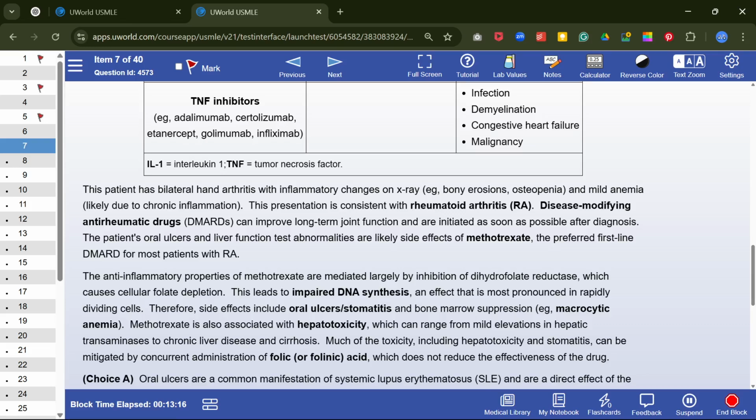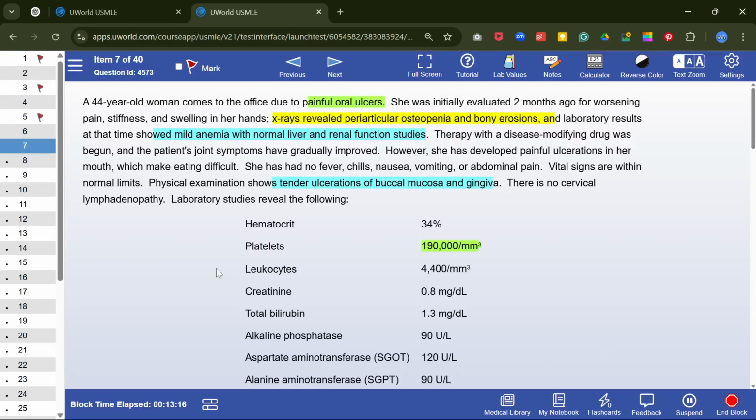This patient has bilateral hand arthritis with inflammatory changes on X-ray, bone erosion, osteopenia, and mild anemia. This presentation is consistent with rheumatoid arthritis. Disease-modifying anti-rheumatic drugs can improve long-term joint function and should be initiated as soon as possible after the diagnosis. The patient's oral ulcer and liver function test abnormality are likely side effects of the methotrexate. The preferred first-line DMARD for most patients with RA, rheumatoid arthritis.